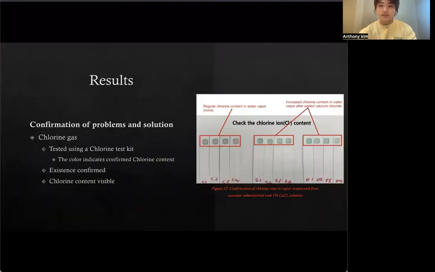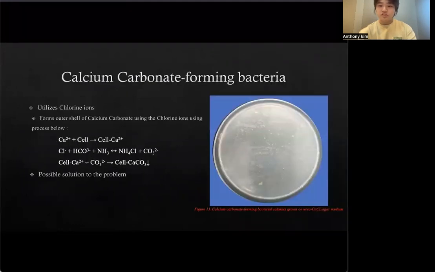The existence of chlorine gas was also confirmed when the water containing calcium chloride evaporated into a gas. When the condensed liquid on the lids was tested for chlorine content, as shown in figure 12, both the direct and indirect group showed a significant amount of chlorine ions. For the solution to this problem, a bacteria that utilizes chlorine ions was selected. As seen from the process on the left, the cell takes the chlorine ions and produces calcium carbonate, which forms on its outer shell. The cell was selected because the calcium chloride was proven to evaporate and precipitate containing chlorine ions.